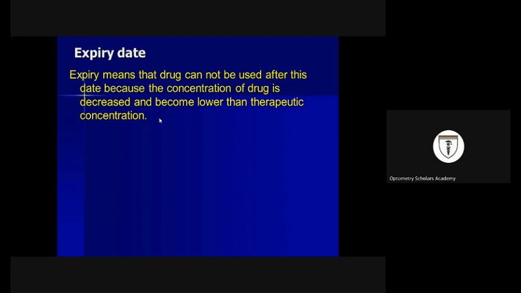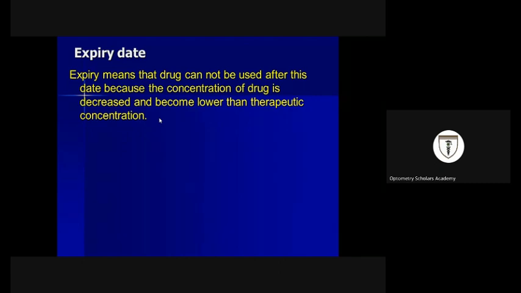So you see some people after the expiry date will keep using the drug. The drug will not do anything. In fact, the drug becomes toxic after the expiry date because it's now lower than the therapeutic concentration. So it's no longer of value to the eyes.